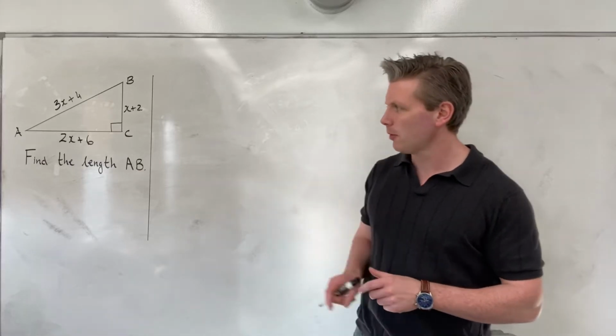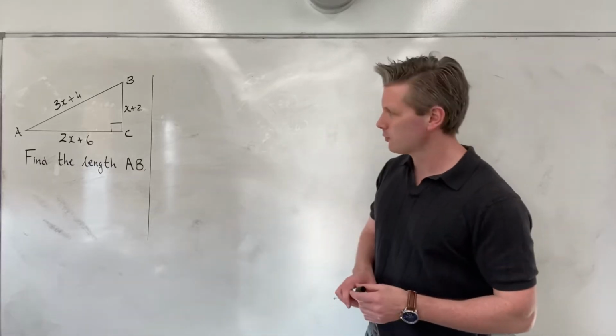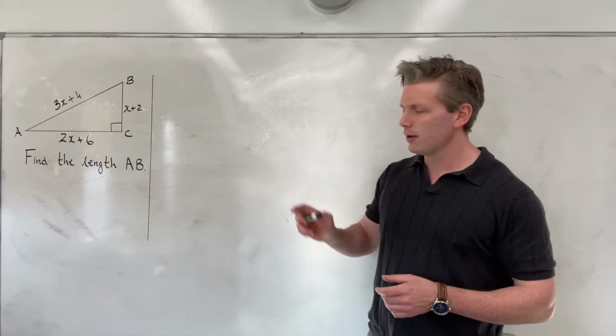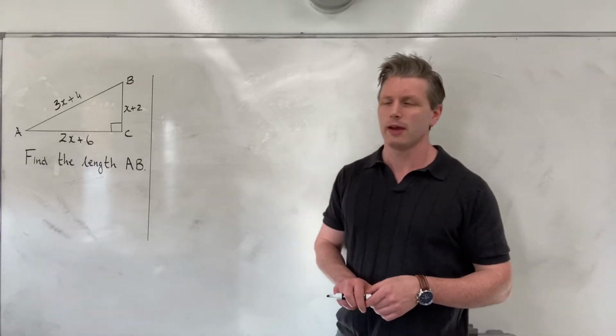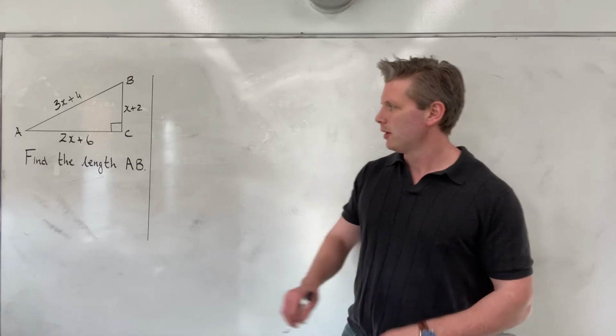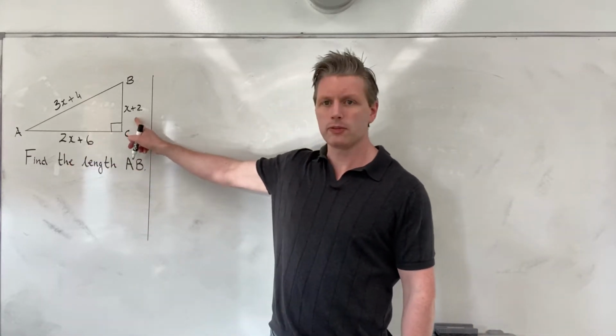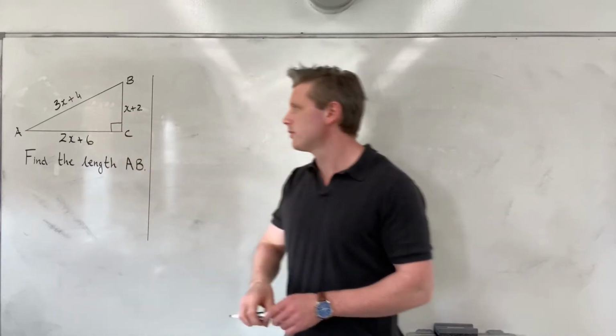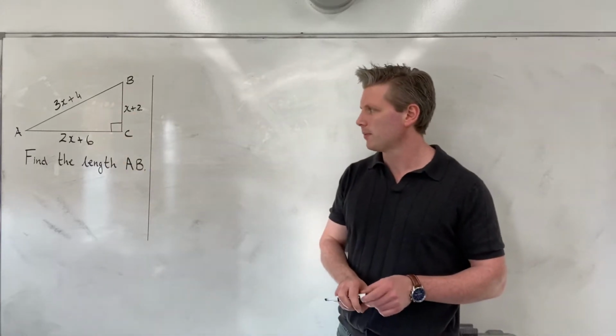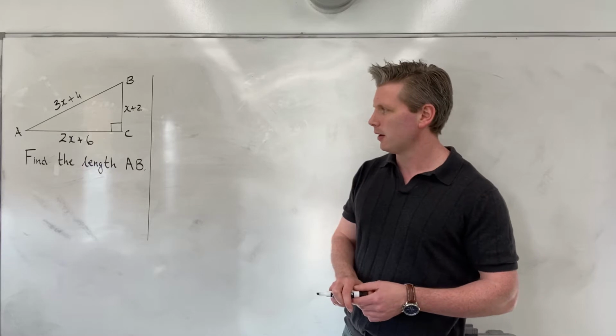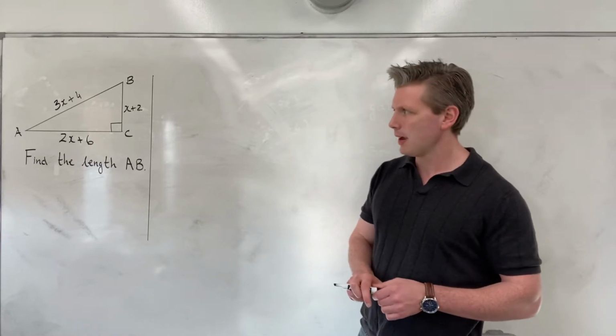Okay, so in this problem, I'm given a right angle triangle, and I'm given the sides of that right angle triangle in terms of x. So the two legs have lengths 2x plus 6 and x plus 2, and the hypotenuse has a length of 3x plus 4. And we are asked to find the length of the hypotenuse, find the length AB.